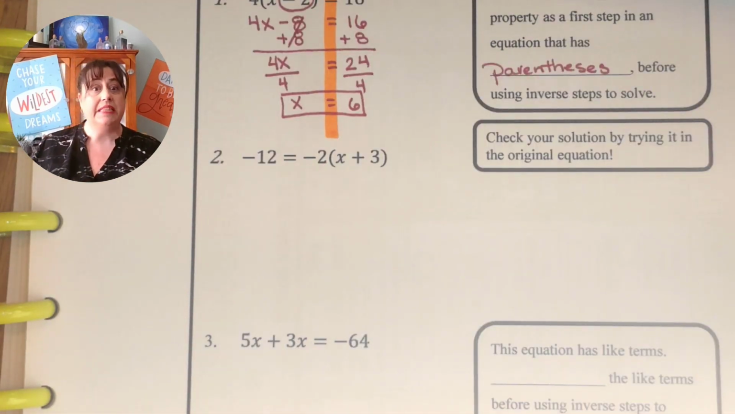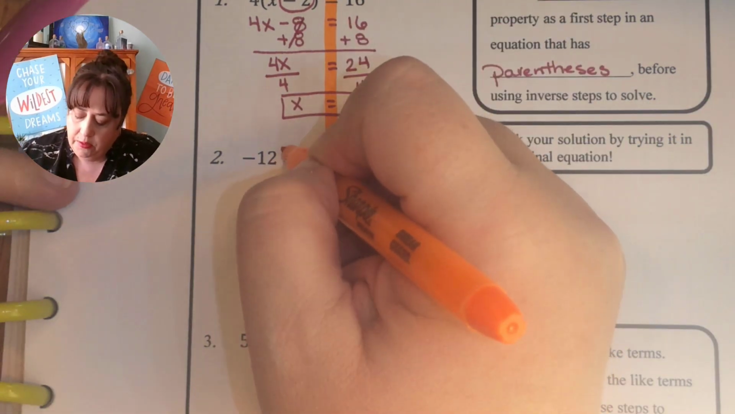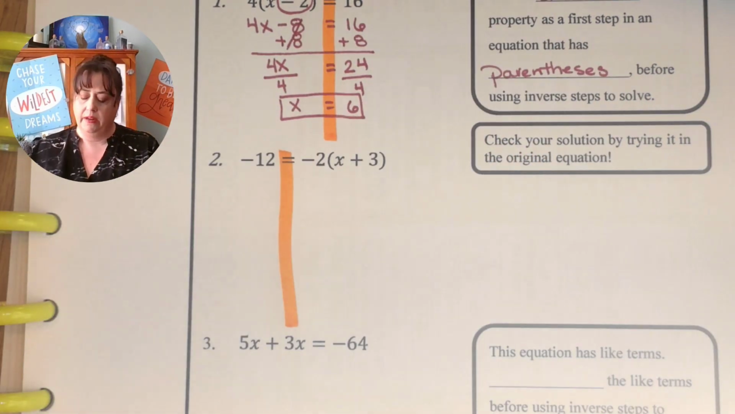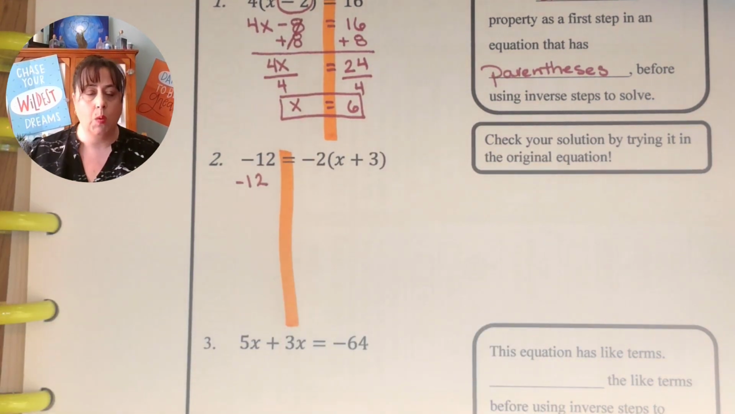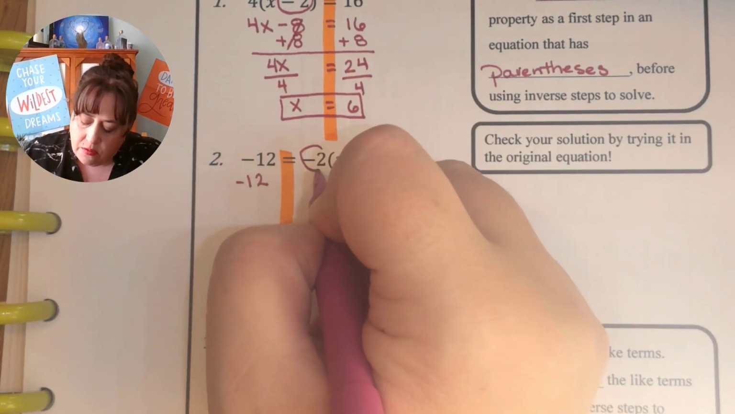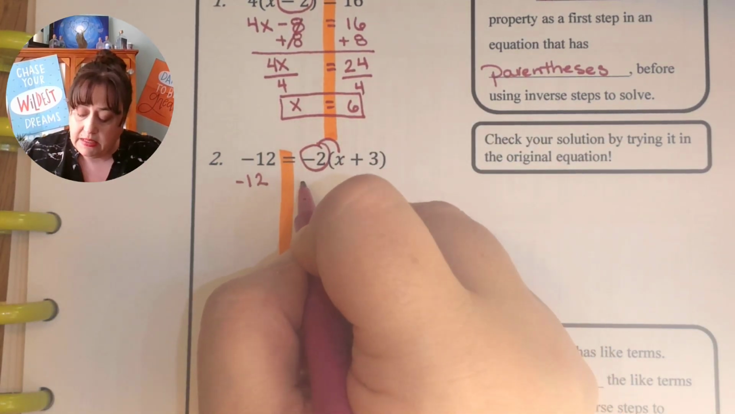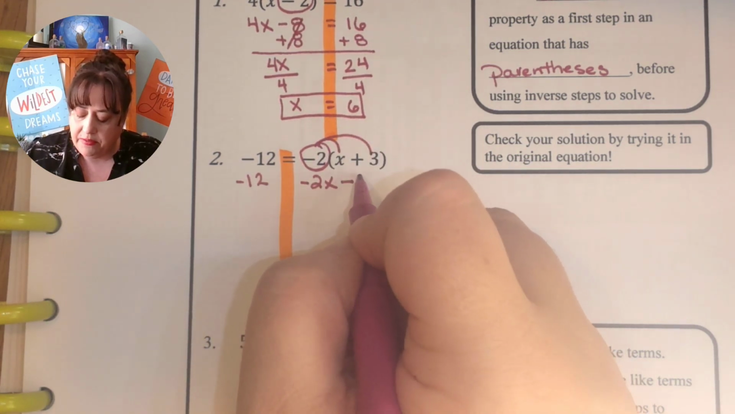Again, I have parentheses. So I want to deal with my parentheses before I start solving the problem. Go ahead though and put in the road to help you, and let's get started. So nothing happens here, but I still have to write it down because we always write our equation in full. This is a negative 2x, so make sure you use the negative. Negative 2 times x is a negative 2x, and negative 2 times 3 is a negative 6.